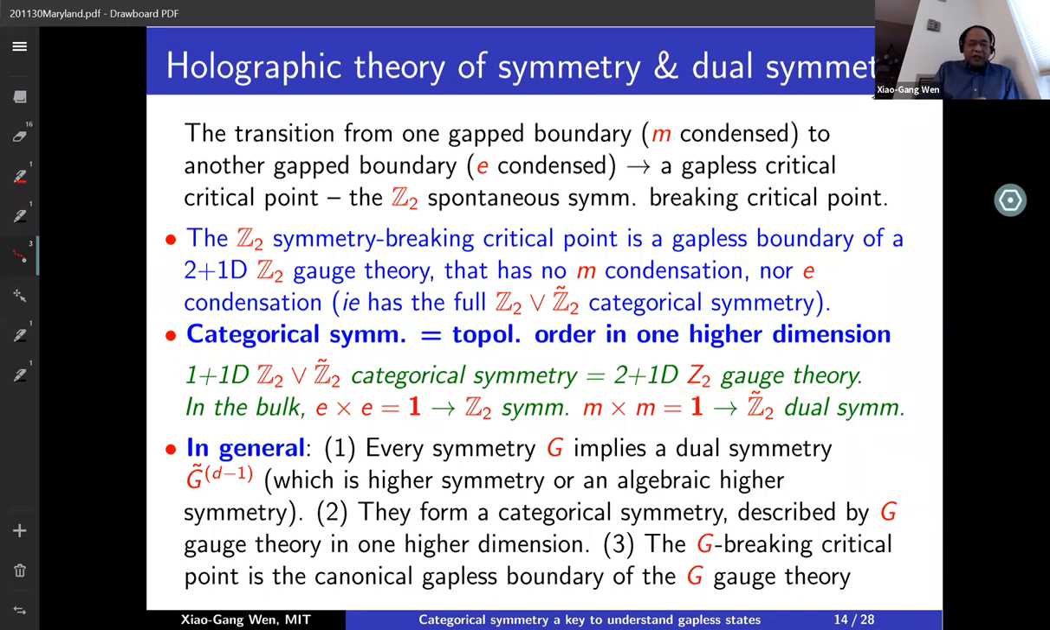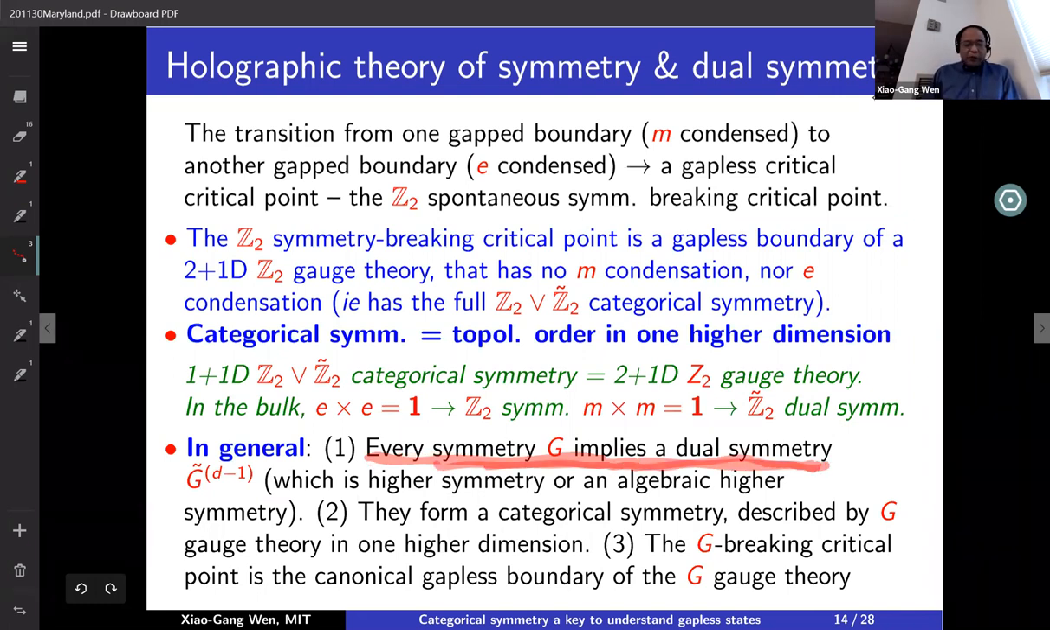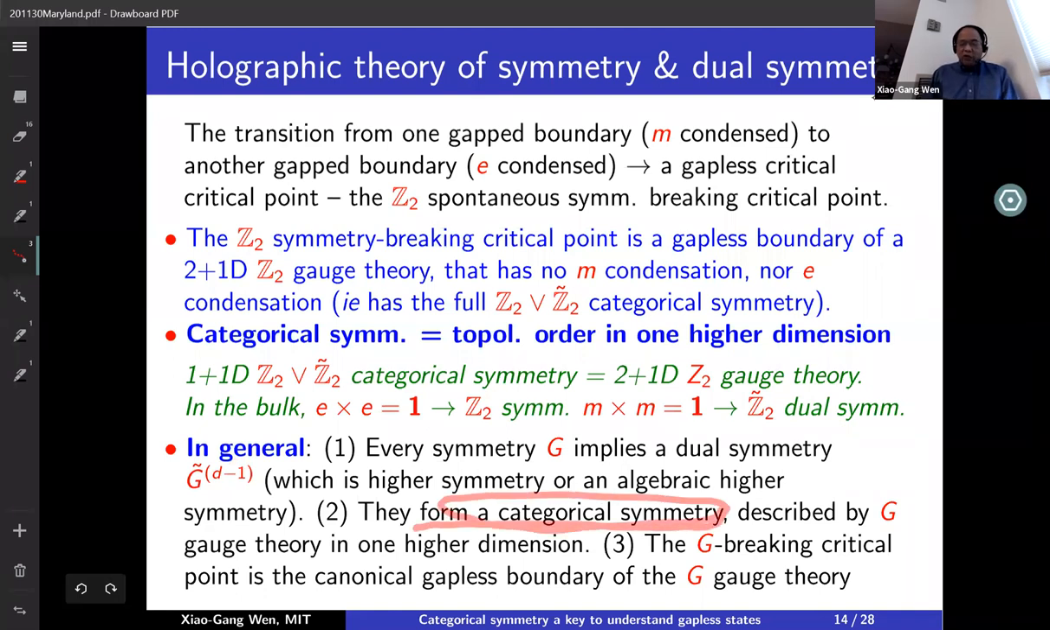So this is a general statement. In general, every symmetry has a dual symmetry. This is just a duality mapping. So every symmetry implies a dual symmetry. And we denote the dual symmetry in this weird form, because this dual symmetry in higher dimension can be a higher symmetry, et cetera. And if you put the symmetry and dual symmetry together, they form a categorical symmetry. So this is one way to understand the categorical symmetry. But this categorical symmetry is a gauge theory in one higher dimension.